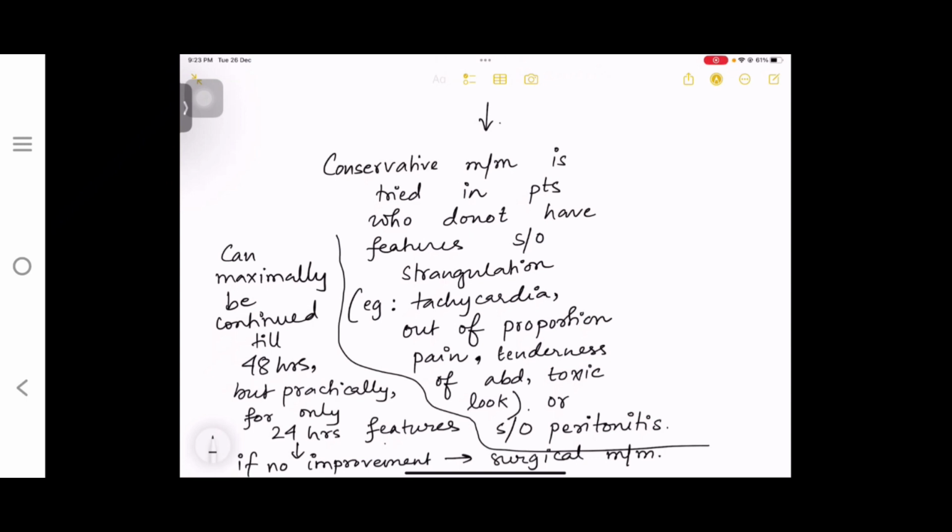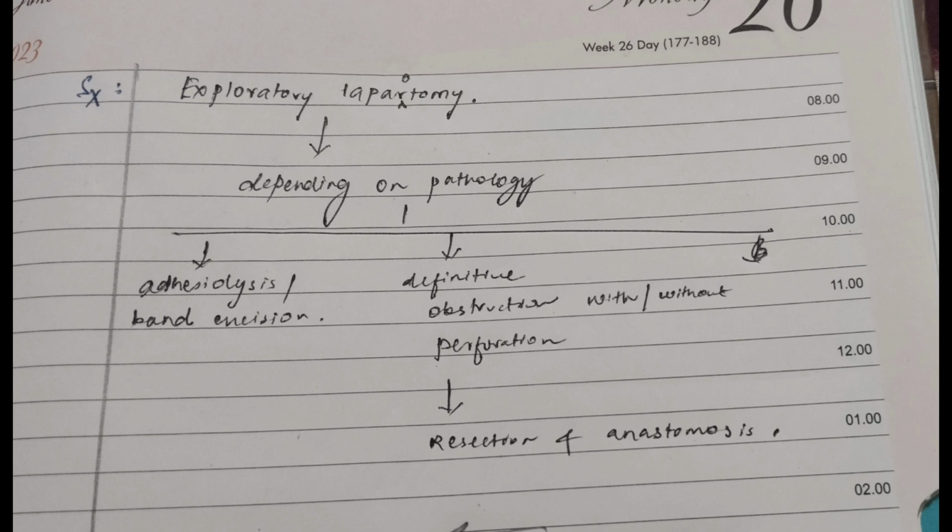Now, next up is what kind of surgery would you like to do for intestinal obstruction? First, you have to do exploratory laparotomy, and then depending on the pathology, you can do either band adhesiolysis or you can do resection and anastomosis if there is definite obstruction.